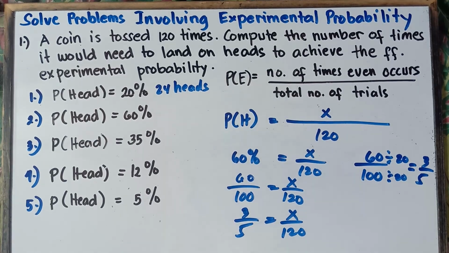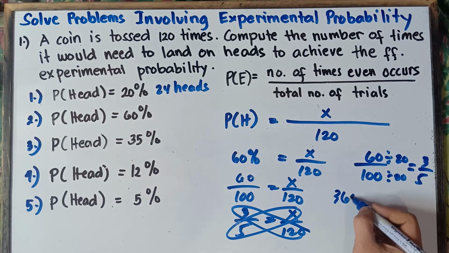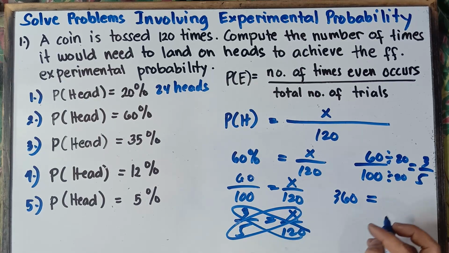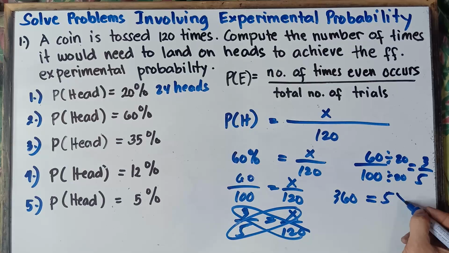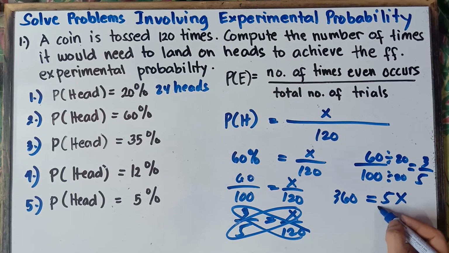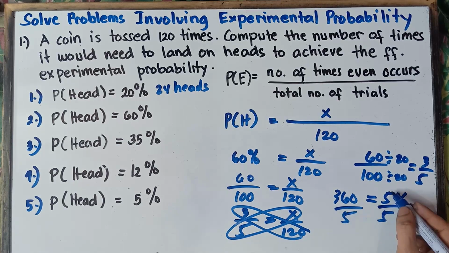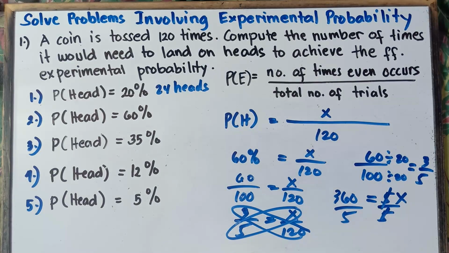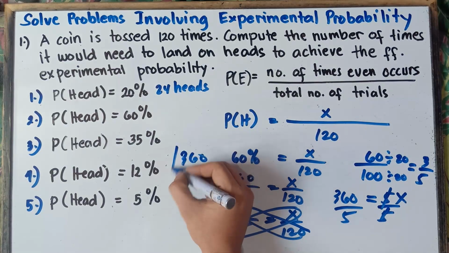Alright, and then simply cross multiply. So 3 times 120, I think that's 360, equals 5 times x, or x times 5, that will be 5x. And then simply divide this by 5, cancel this out. Alright, and then 360 divided by 5.